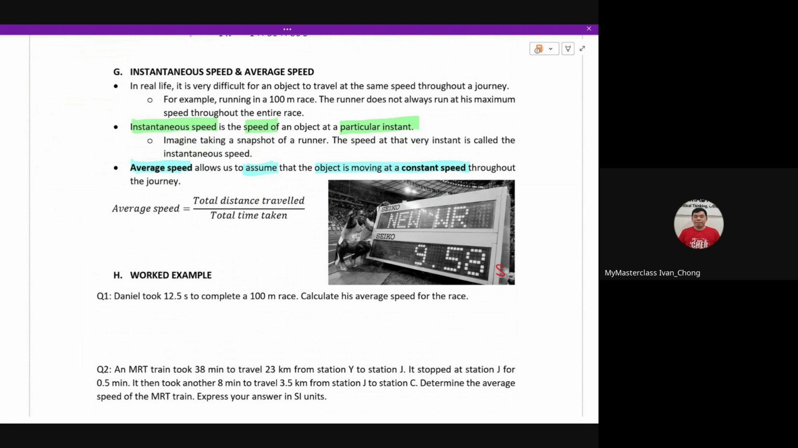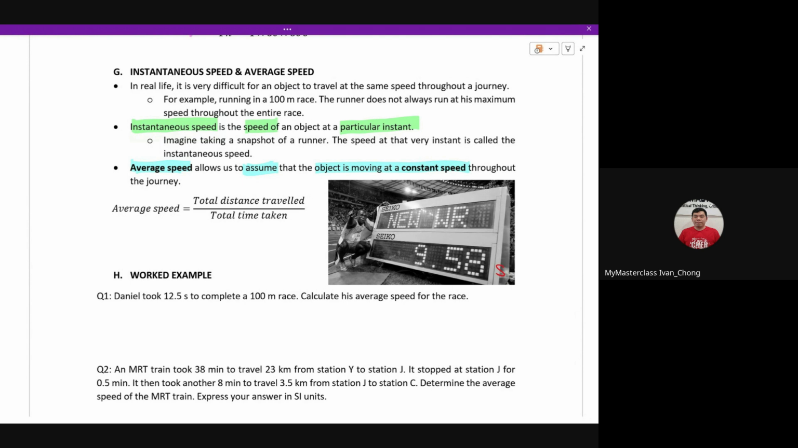When we talk about average speed, we actually assume that all the runners, whether you are fast or slow, run at the same speed throughout the entire journey. Because sometimes you're faster, sometimes you're slower. Average speed just assumes everything is the same. Same constant speed, not your maximum speed. They are not the same.